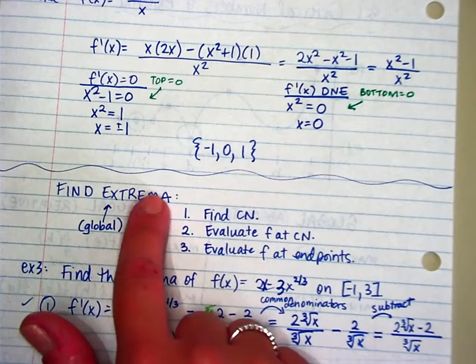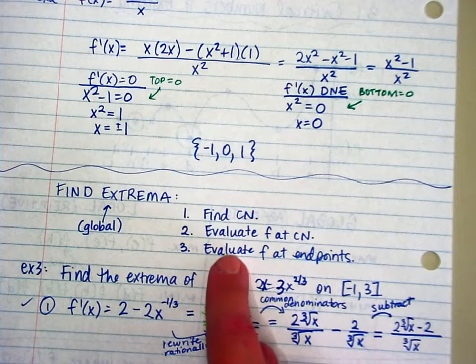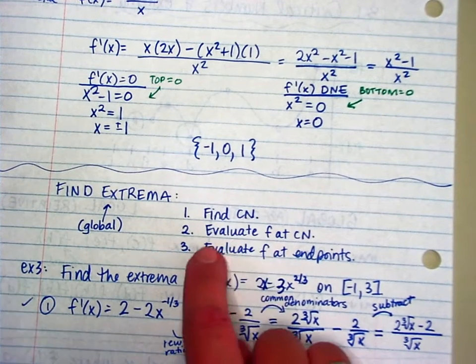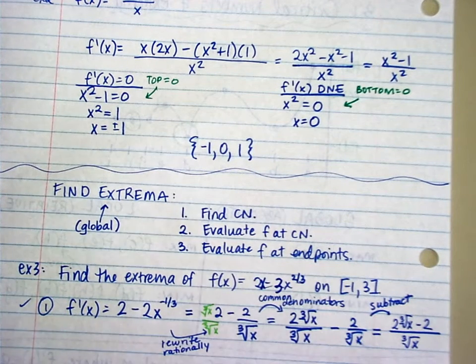This is when we actually find the y values, and here's a step-by-step list of everything we do. The first thing we do is find critical numbers. That's why we practice that to begin with. Then we evaluate f at the critical numbers. Then we check f at the endpoints to see which values are higher or lower, and then we just declare what our max and min is.